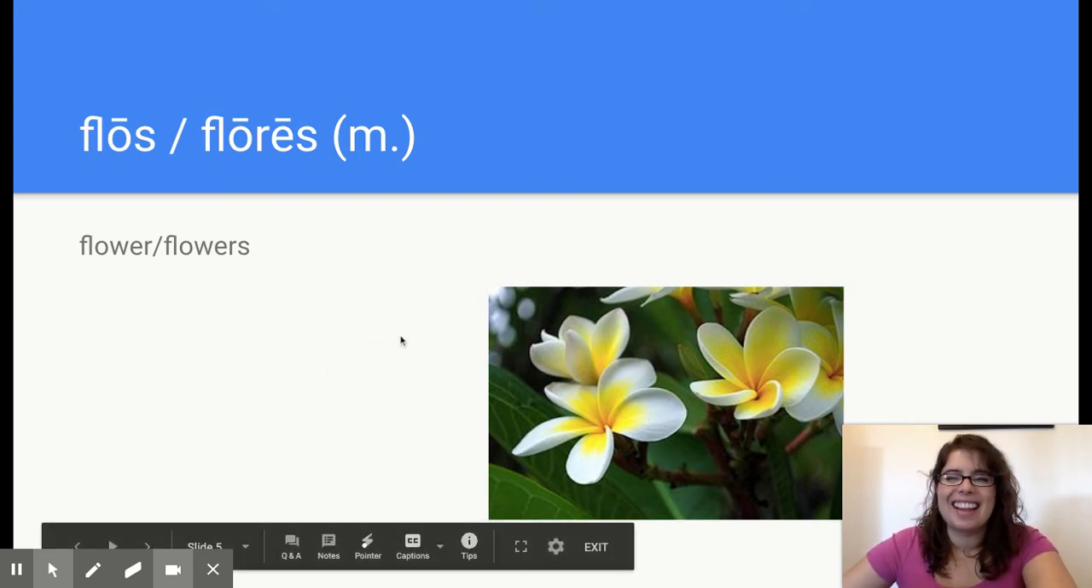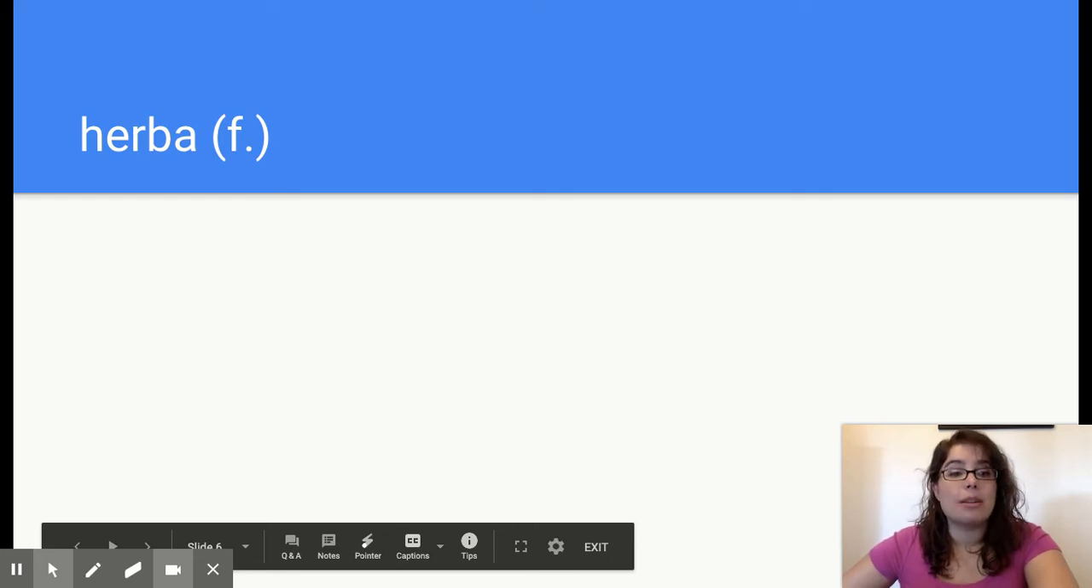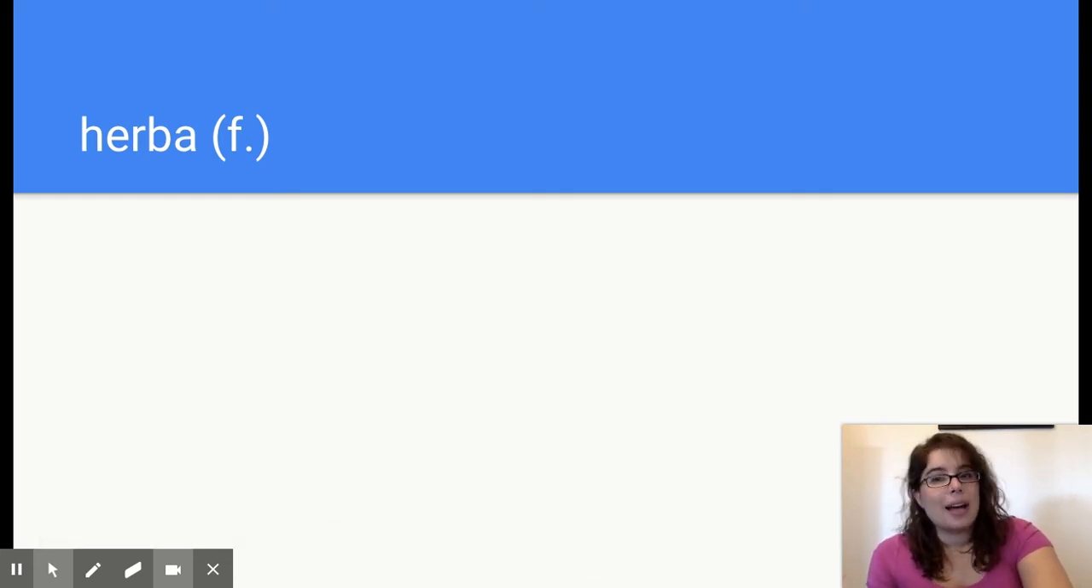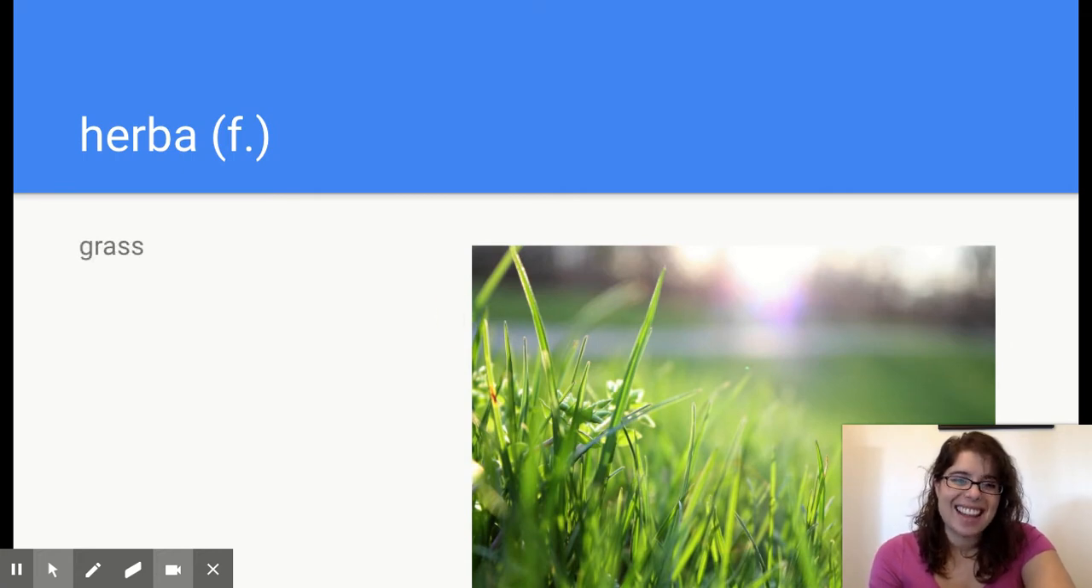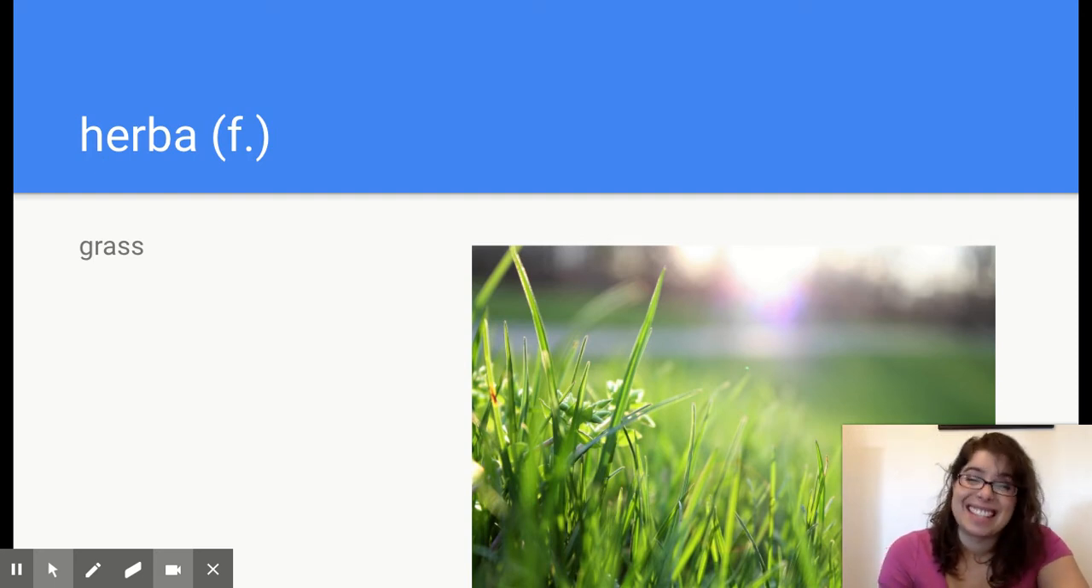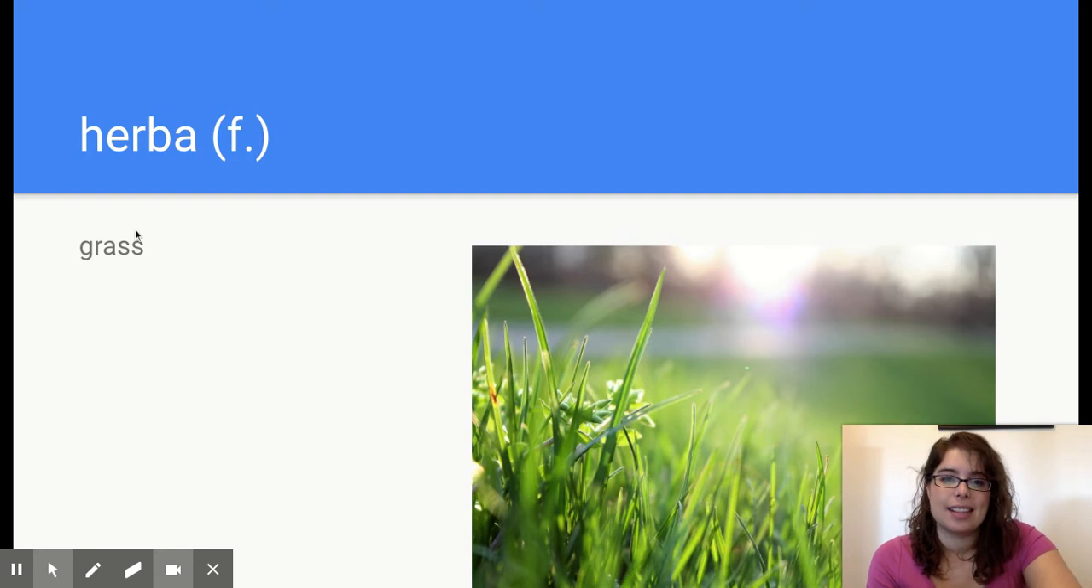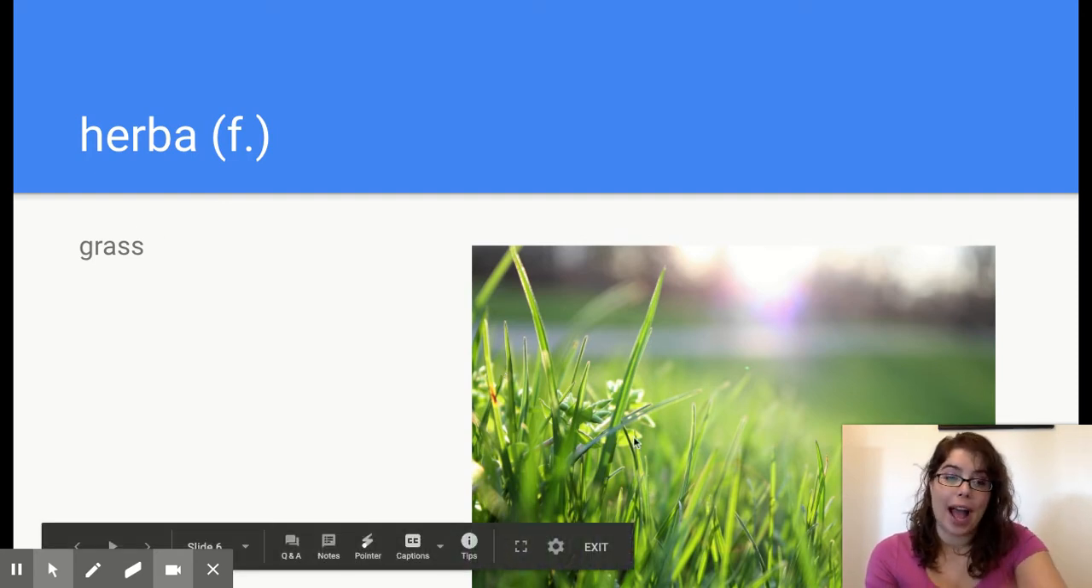Next we have herba. Herba, this is a feminine word, another A ending feminine, nice and easy there. This is our Latin word for grass. And this is related to our word herbs. So herbs are typically plants that we use for seasonings and stuff like that. But in Latin, this did refer more to grass in general or plants in general. So herba is our word for grass.